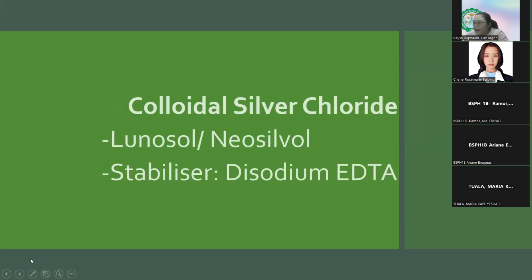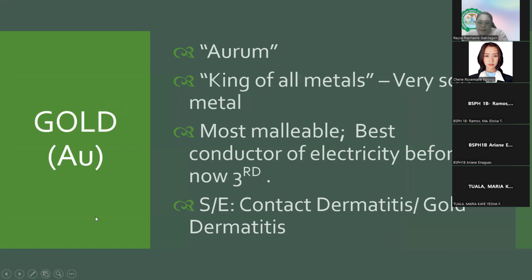Okay, and then we have the last one. This is the last one for our silver, and then we will move on to gold na. So sa silver, we have colloidal silver chloride or the lonosol or neosilvol. This preparation naman contains a stabilizer, which is the disodium EDTA. Now, a stabilizer is added in a preparation for it not to be destroyed easily. Example, the structure will be kept na stable siya. Di siya madaling masira, nilalagyan siya ng stabilizer. That's the work of the EDTA in our colloidal silver chloride preparation.